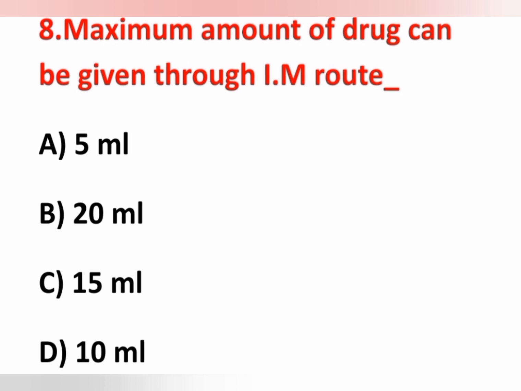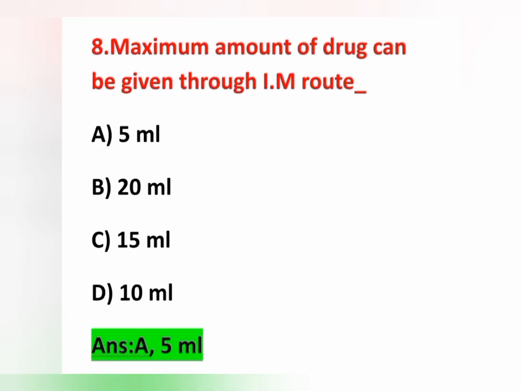So the maximum 5 ml of drug can be administered at a time through the IM route, or intramuscular route. If we want to give a large dose of medication, we have to use an IV line. Here, the maximum amount of drug that can be given through IM route is 5 ml.